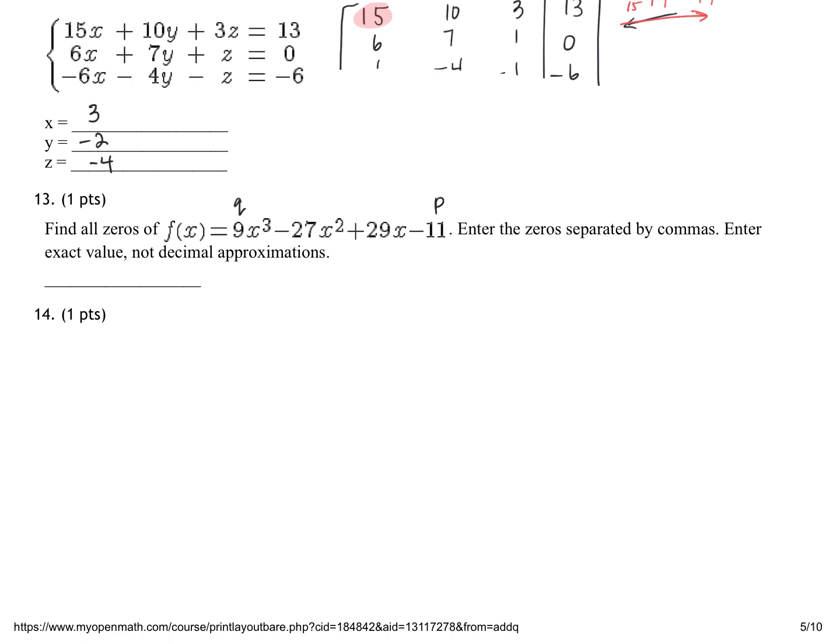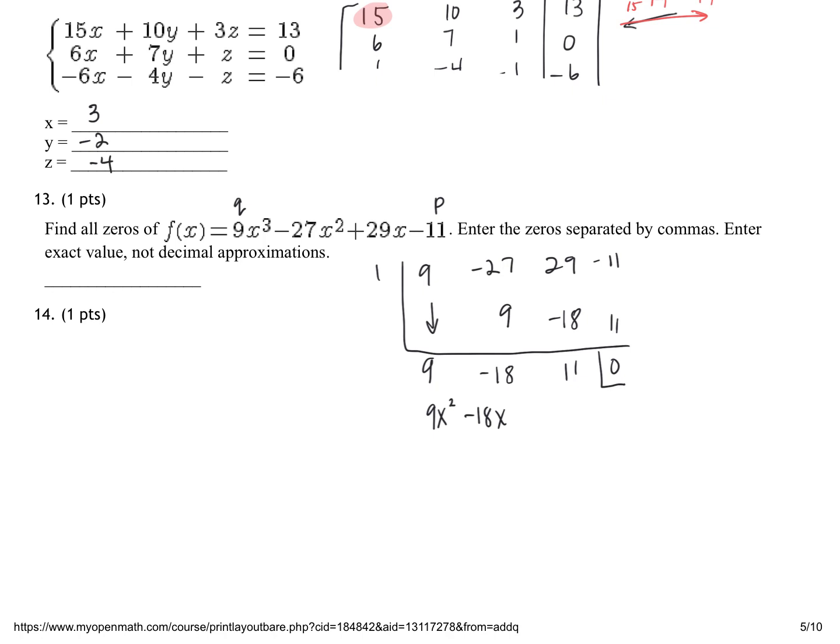I would always start with 1 or -1. In this case, you'll see that 1 works. And once you find that 1 works, you'll use 1 for synthetic division. Okay, so I'm just going to give you an idea of where to start, and then I'm going to leave you to do the rest. You'll bring down the 9. You'll see that 1 works, and then remember this gives you a quadratic. So your quotient gives you now a quadratic that you can solve.